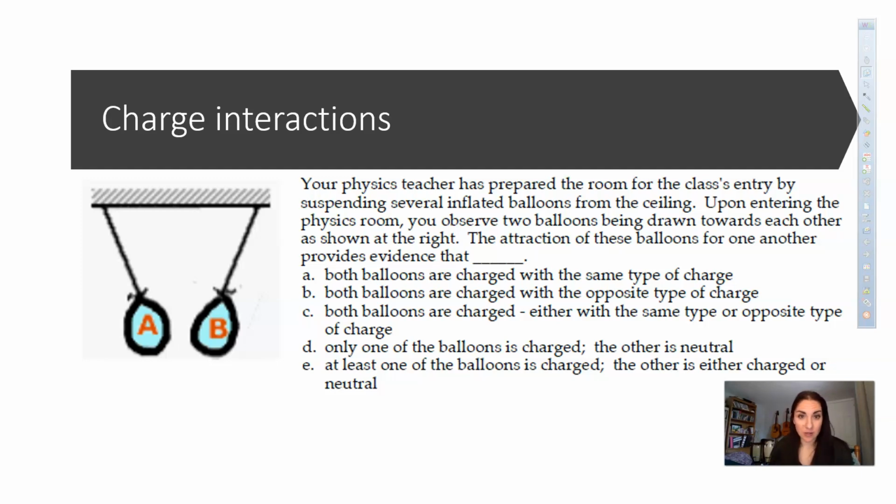with opposite type. Both balloons are charged with either type. Only one balloon charged, one is neutral. At least one of the balloons is charged and the other is charged or neutral. So once again, take a second to think about what would cause that interaction that you see there, and I'll pause for 3 seconds.